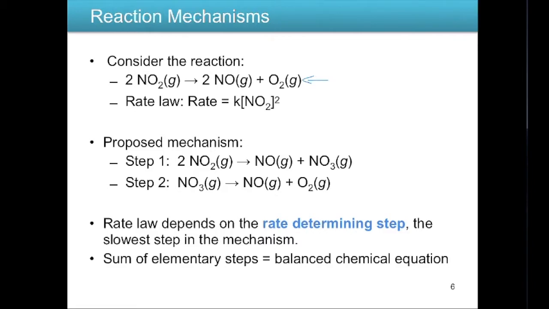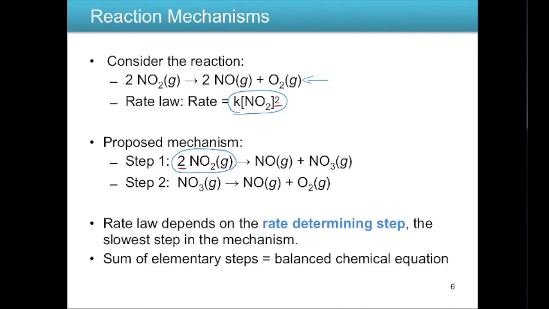So the rate law depends on the slowest step in the mechanism, and it's also related to it. So if we know that the rate law is second order in NO2, we can look at the mechanism and notice that step 1 has an NO2 in it, and it also has a 2. That 2 is this 2 up in the rate law.